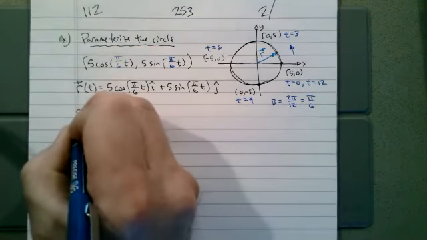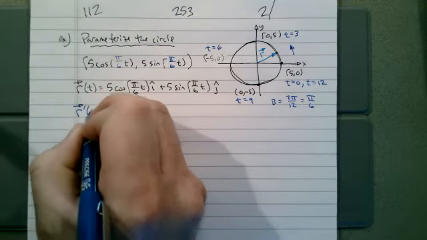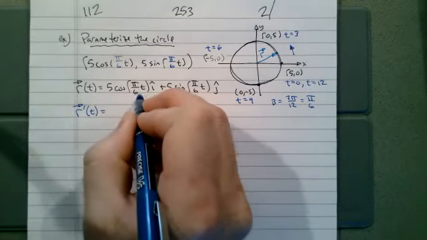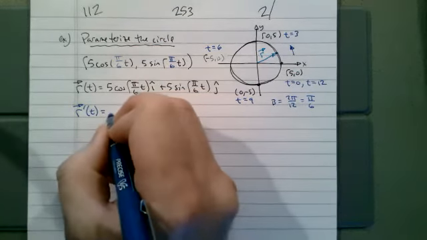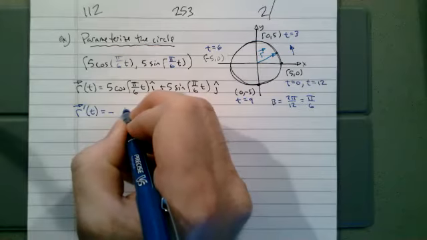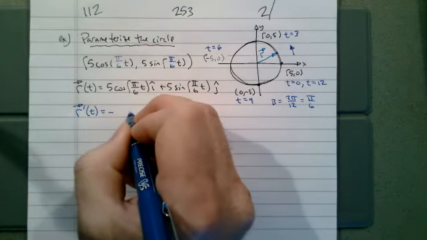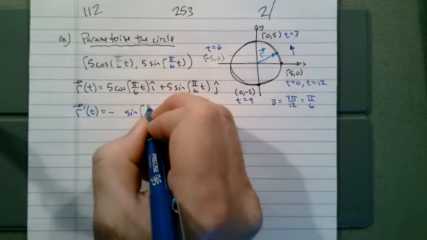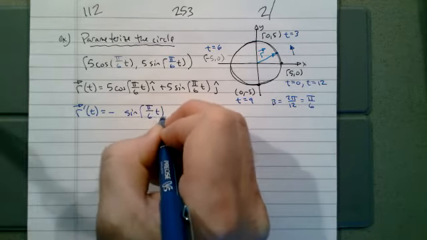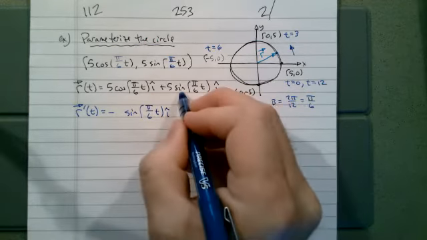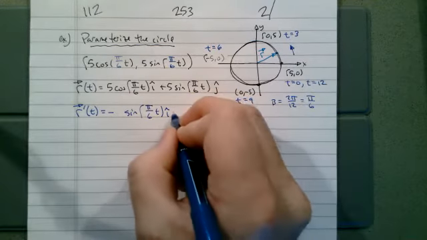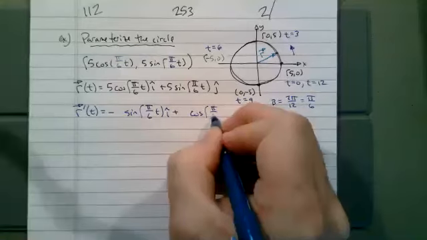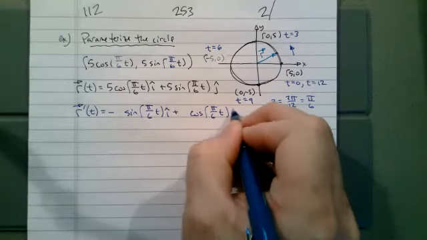So if we look at r prime of t, this is going to be the velocity. And so the derivative of cosine is negative sine. So I have negative something times the sine of pi over 6 t times i. The derivative of sine is cosine. So I'll have plus something times the cosine of pi over 6 t times j.